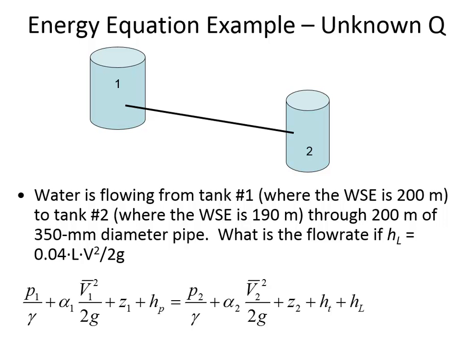So we've got the velocity. We can find the flow rate simply by applying the continuity equation, Q equals VA. So that's 4.95 meters per second times the cross-sectional area, pi times 0.35 meters squared, divided by 4. So that's 0.476 cubic meters per second, where that cross-sectional area is 0.09621 square meters.